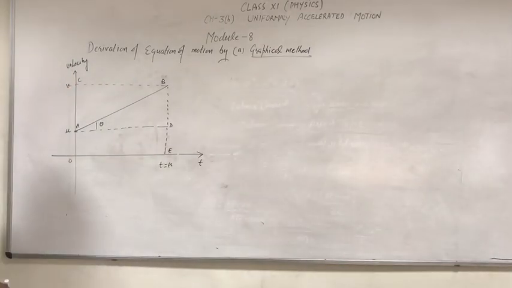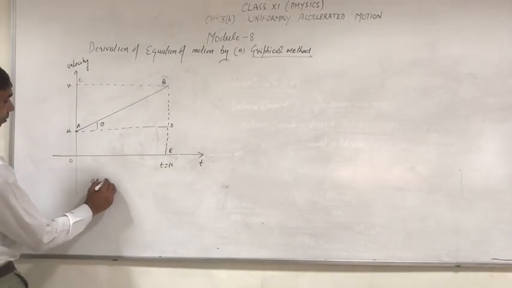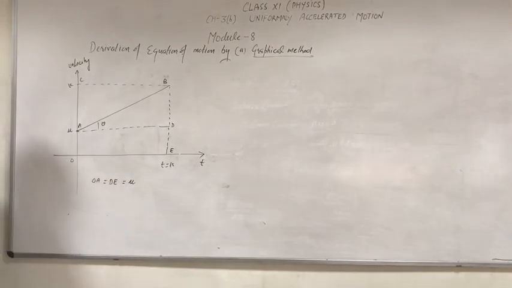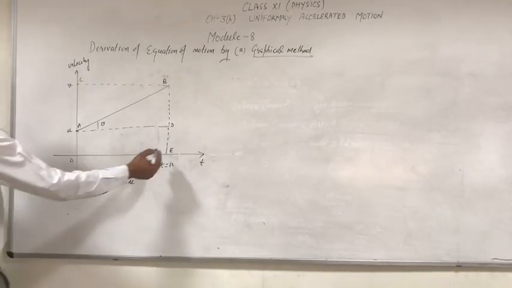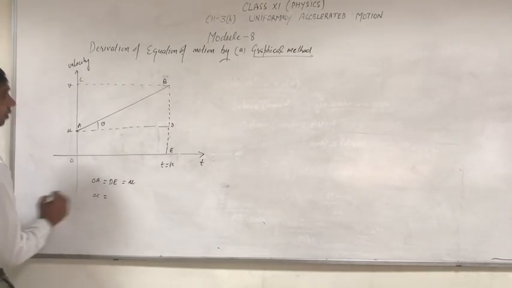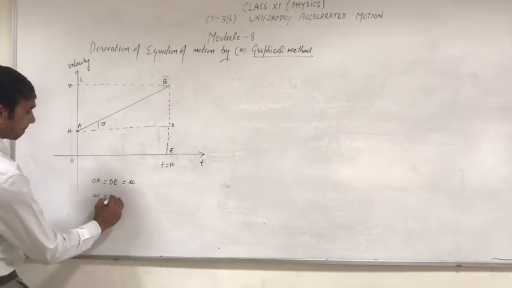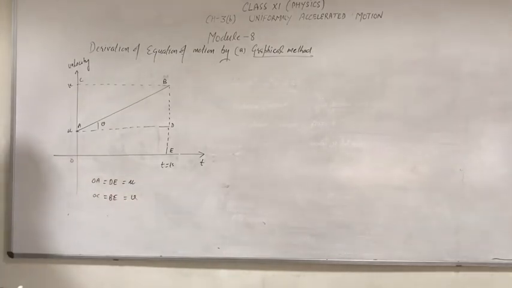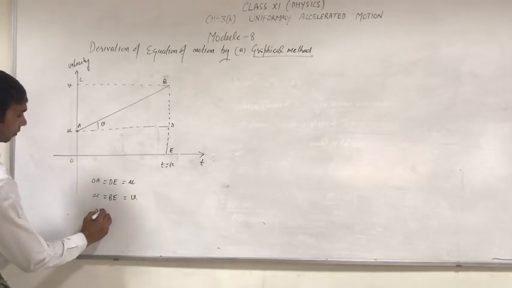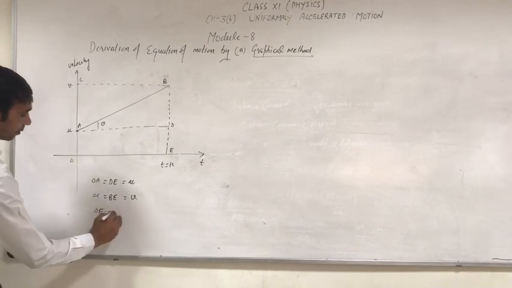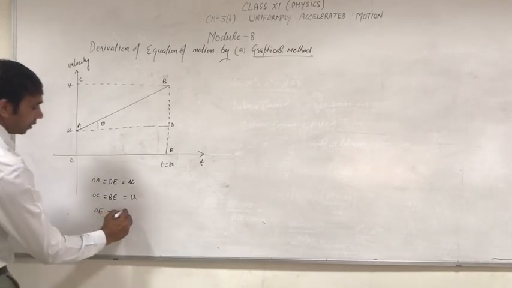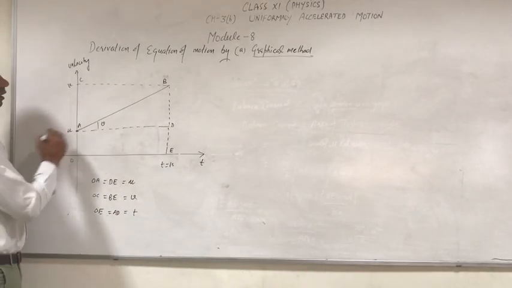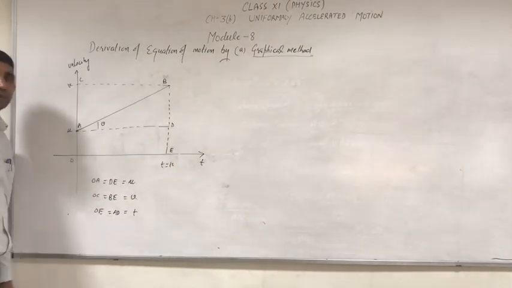Now OA, which is equal to DE, is the initial velocity. OC, which is equal to BE, is the final velocity. OE, which is equal to AD, is the time taken by the object to move from point A to point B.